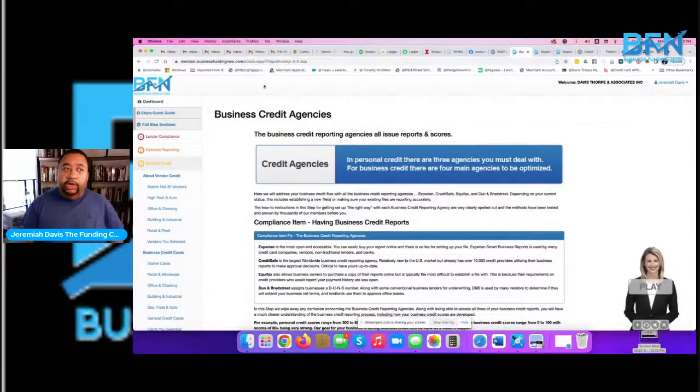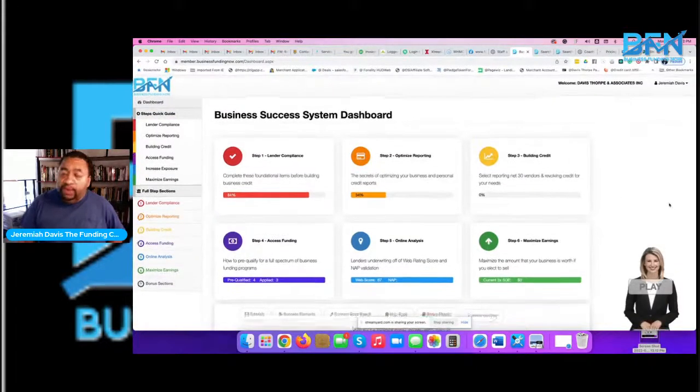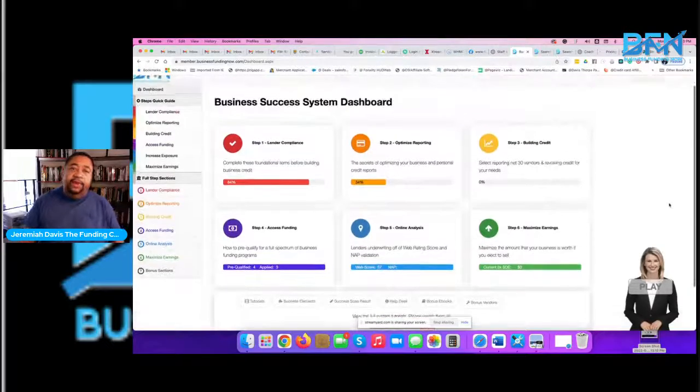This is the dashboard. When you go to my website, businessfundingnow.com, and you complete a business success scan, you're going to get an email automatically with access to a client dashboard, right? Access to the software. This is the home page. This is the dashboard page. We have these quick step guides to guide you through, and we have these video avatars that explain the whole process. So there's a lot of information in here.